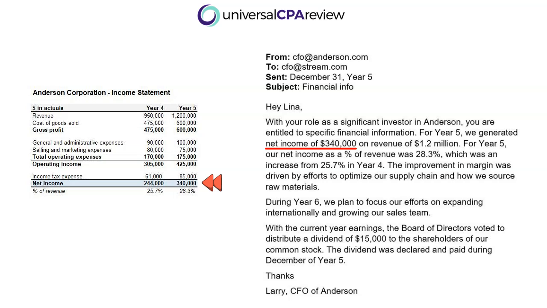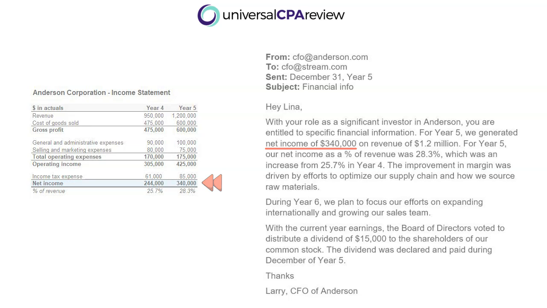And then the last exhibit here is just the Anderson Corporation income statement for year 4 and year 5. If that email from the CFO did not tell us the net income amount of $340,000, then this would have been crucial, but all this does is support what we already knew, right? So look for that on the exam. They might keep it in a separate exhibit and give you the income statement, but here they provided the net income as part of the email. So they made it a little easier for us.